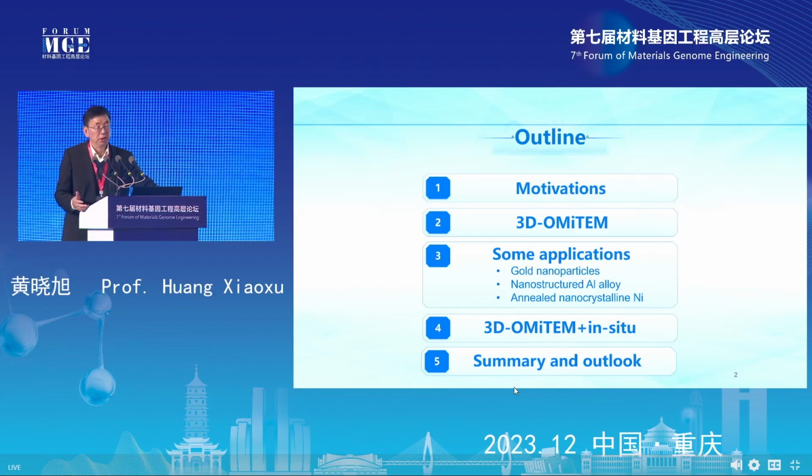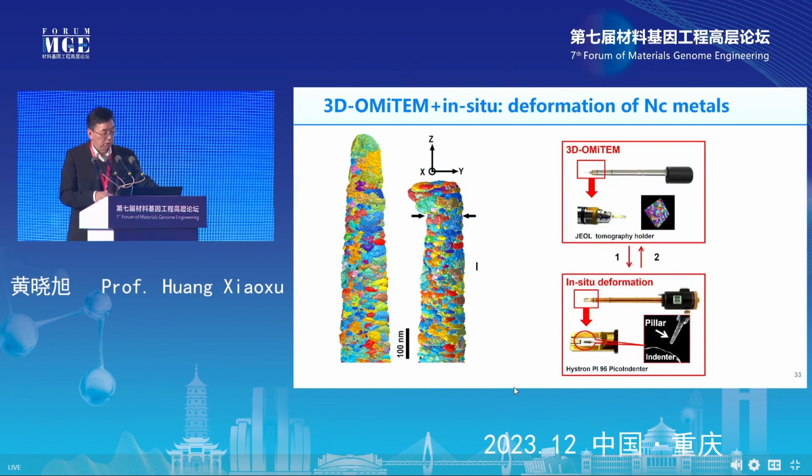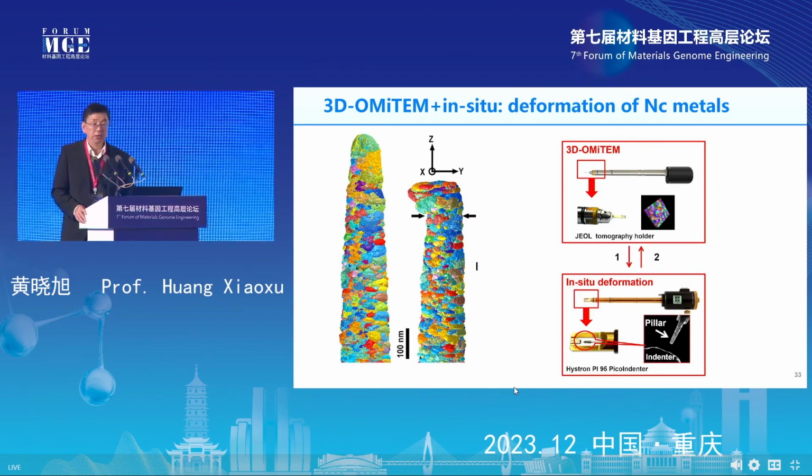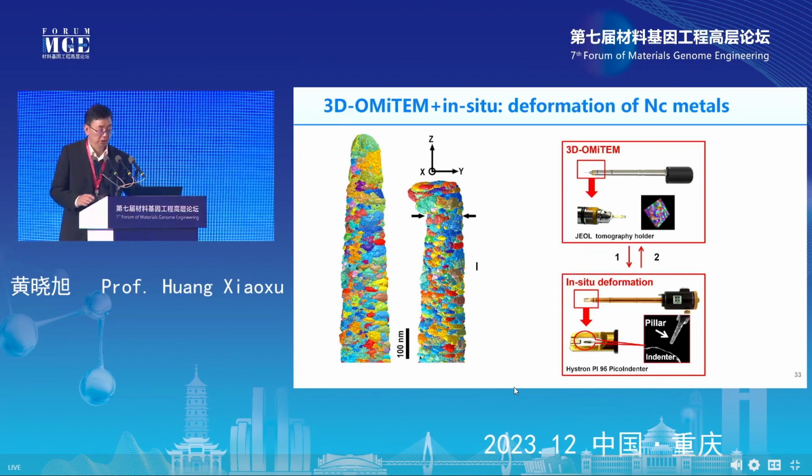Now we want to go further, try to see the evolution. I just show one example to show the kneading process, the grain growth. But here we do some deformation. It's more challenging in the TEM. And here really the 3D orientation mapping plus in situ mechanical testing. Here we use a compression test in the TEM.